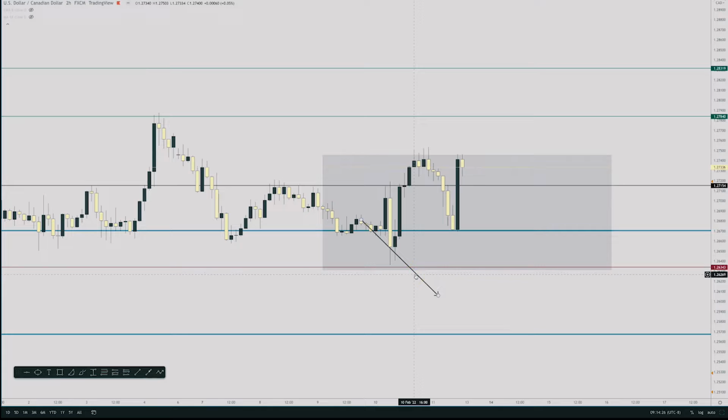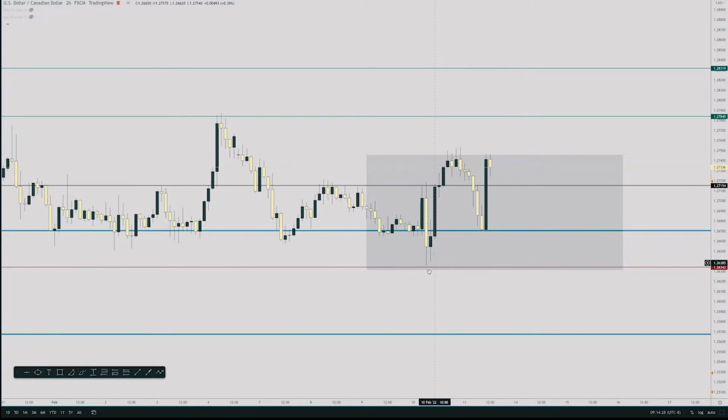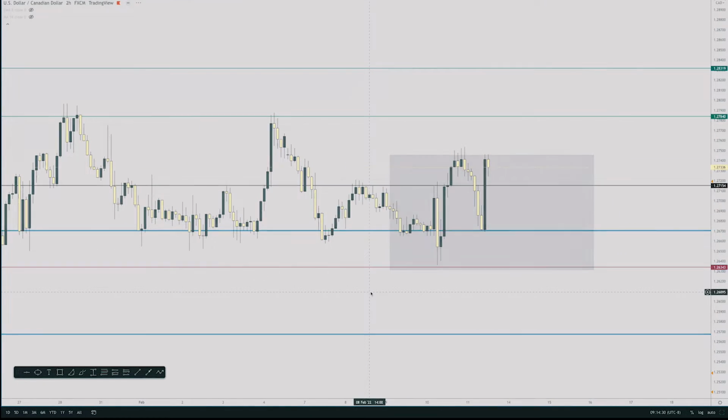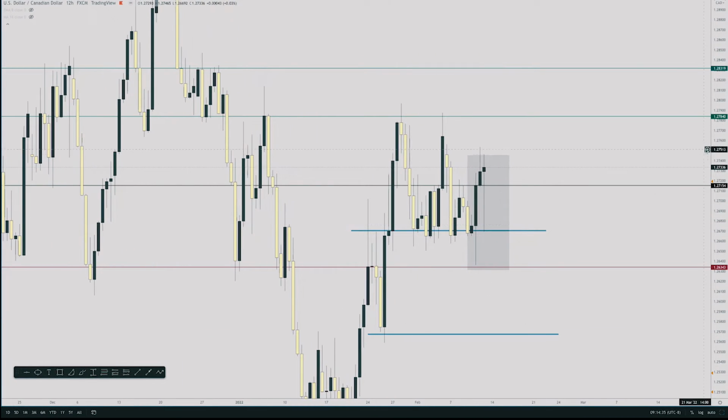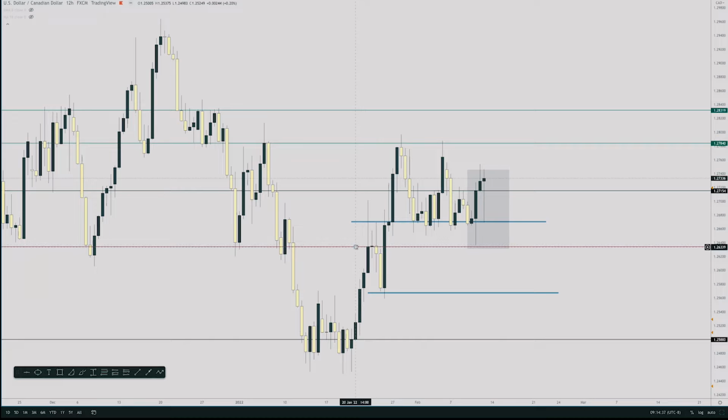So since price failed to make a lower low and ended up creating that strong wick on an area of structure, let me back up. On the 12-hour time frame, this is previous resistance, now turned support, which is also market structure. Where the red line is, this level of support, and where the blue line is, this level of support, are areas of market structure, right?